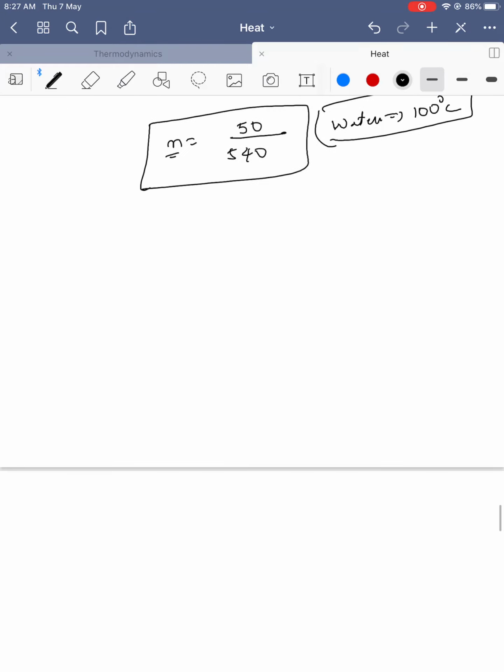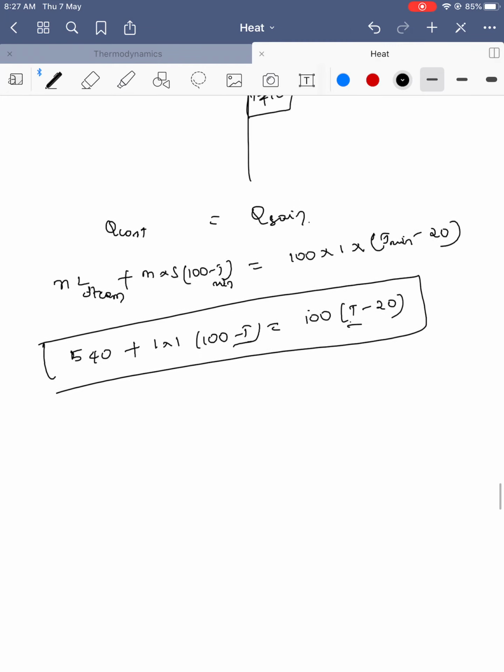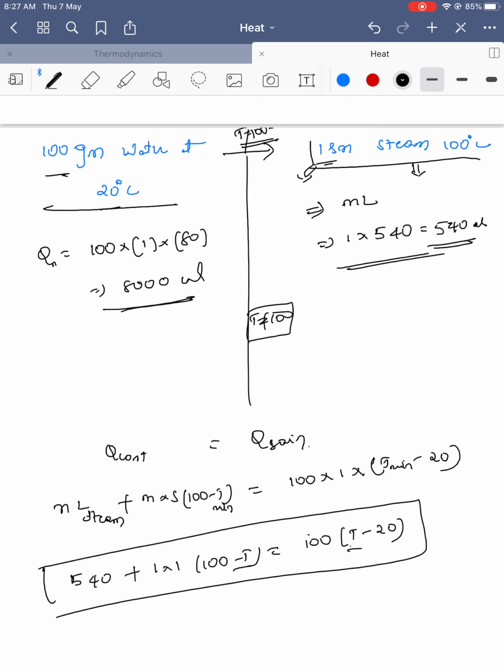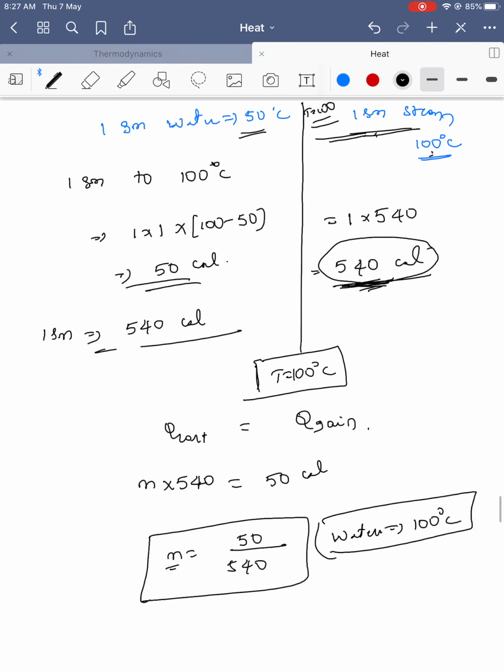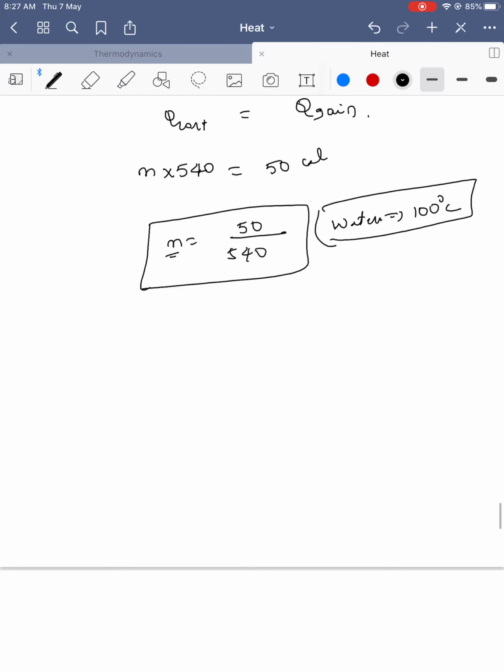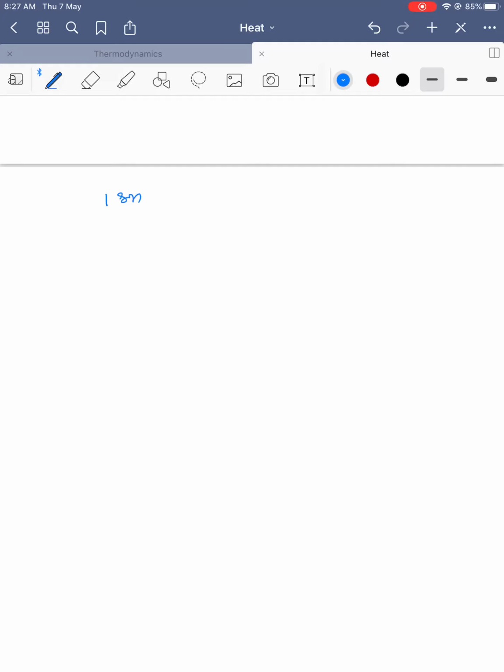So these are two different cases. In the previous one, the entire steam is condensed. In this case, only some fraction of steam is condensed. Okay, let's go to another model. 1 gram of ice at 0 degrees Celsius mixed with 1 gram of steam at 100 degrees Celsius.